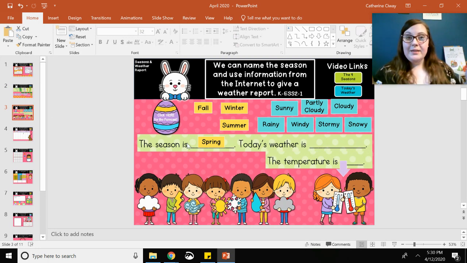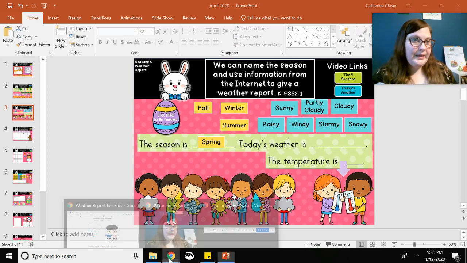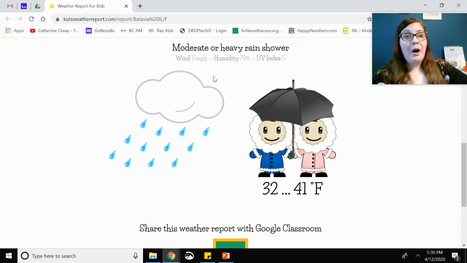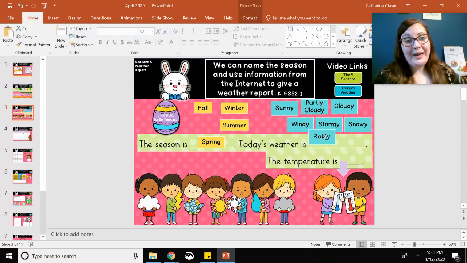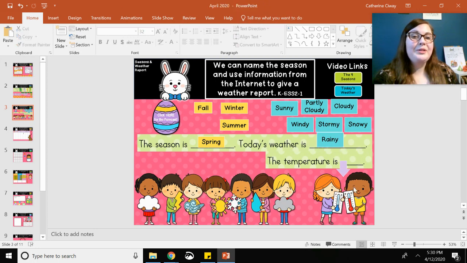The season is, last week we worked on this, the season is spring. Today's weather is, now I looked it up so we can see it. It is supposed to rain today. It's not going to be very warm. As you can see, the people on our screen are wearing their coats because it's supposed to be cold today, rainy and cold. So let's go back to it. Today's weather is rainy and the temperature is cold.